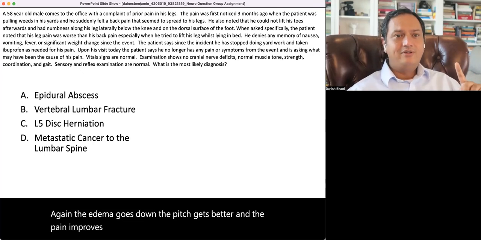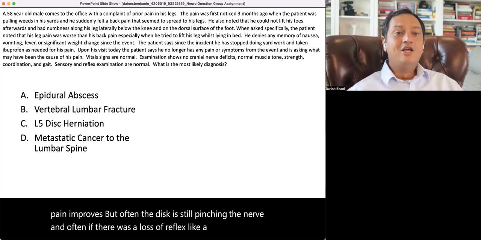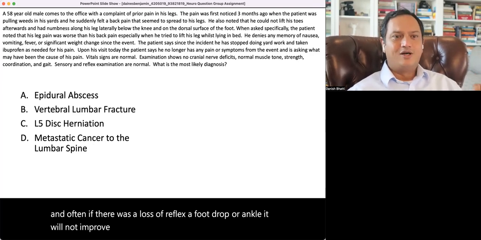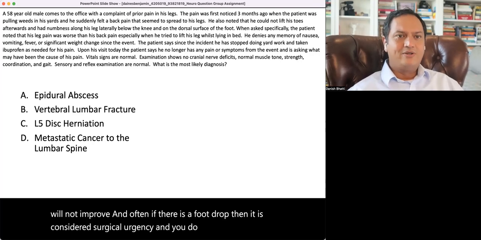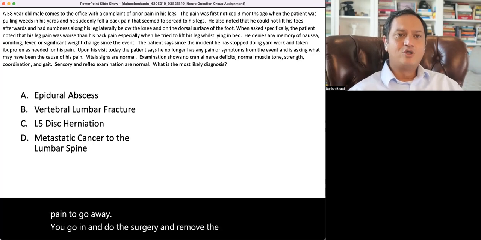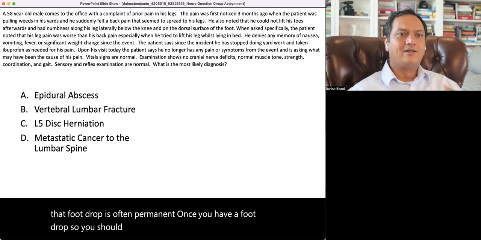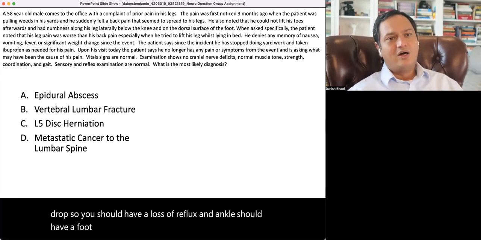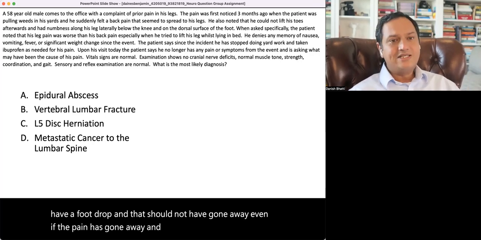But often the disc is still pinching the nerve, and often if there was a loss of reflex, like a foot drop or ankle, it will not improve. And often, if there is a foot drop, then it is considered surgical urgency, and you do not wait for the pain to go away. You go in and do the surgery and remove the disc because that foot drop is often permanent once you have a foot drop. So you should have a loss of reflex at the ankle, should have a foot drop, and that should not have gone away, even if the pain has gone away. And that will be a weakness of the stem.